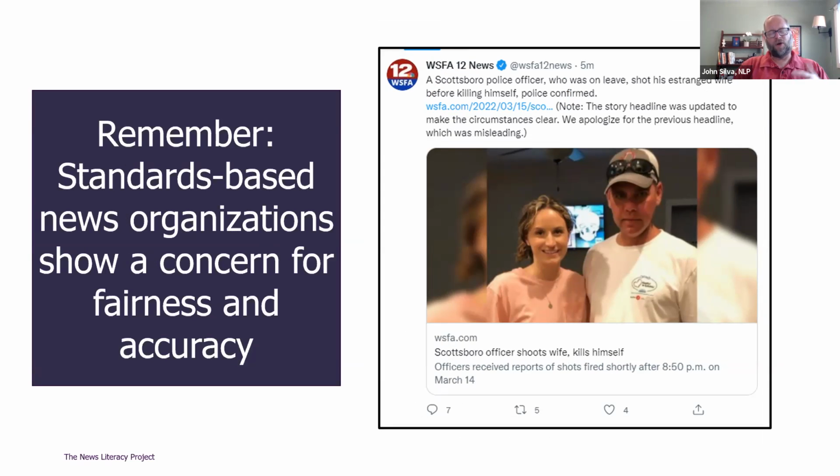So one thing that's important to remember here is that reputable, standards-based news organizations, if they are called out on their bias, they should correct things. They should issue corrections. It's really important to look out for that. And so passive voice is also very, very common.